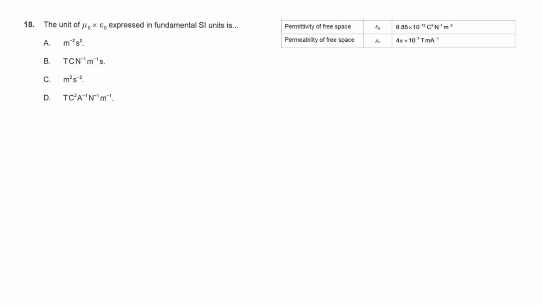Well, I think the easiest way to solve this question is if you know that c, where c is the speed of light, is equal to 1 divided by the square root of the permeability of free space times the permittivity of free space. Because if you know that, then you can rearrange it to say that mu naught times epsilon naught is equal to 1 divided by c squared. And from that, you can set up an equation of units, right?